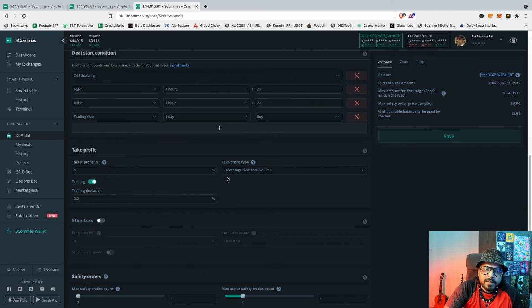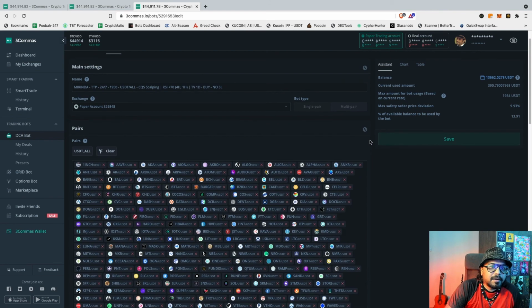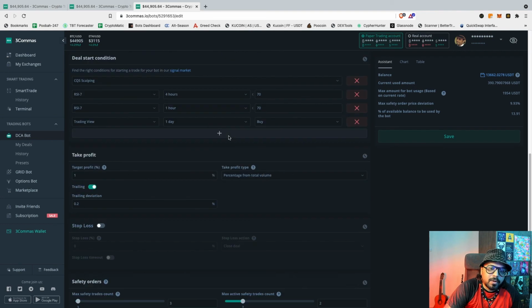And then of course you can always increase the safety orders over here, or you can increase the deviation, and you can see it reflects over here, but I'm not going to do that. We're going to stick to the original settings, which was 3, I think. Yeah, 3. So anyways, this was an introduction to Mirinda. Mirinda is one of the Trading Parrot's bots, using the CQS scalping, plus some safety layers with RSI, as well as TradingView buy signals. Okay, and there's no stop loss in it.